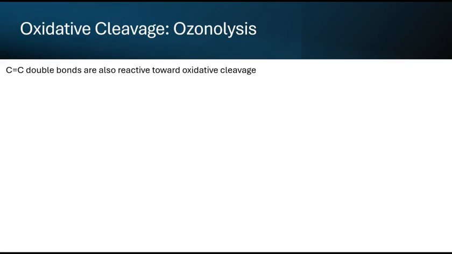Oxidative cleavage, ozonolysis. C double bonds can also react towards oxidative cleavage. Ozonolysis is one such process. Note here we have a double bond. The double bond breaks and we end up with the formation of two compounds where we had the double bond. Instead of having a carbon there, we have an O, and on the other species, we have an O as well. In other words, C double bond O's form. This is a two-step process where we need to use ozone and then DMS.